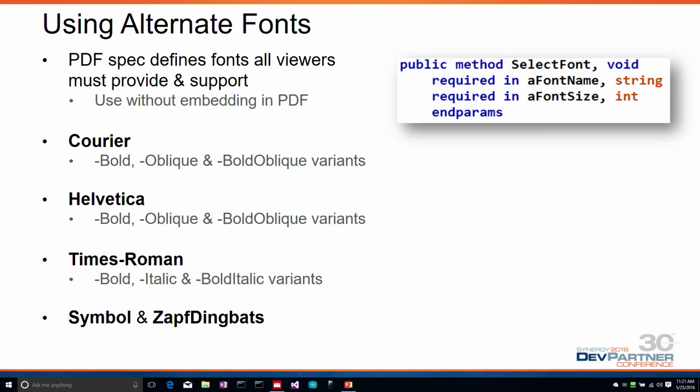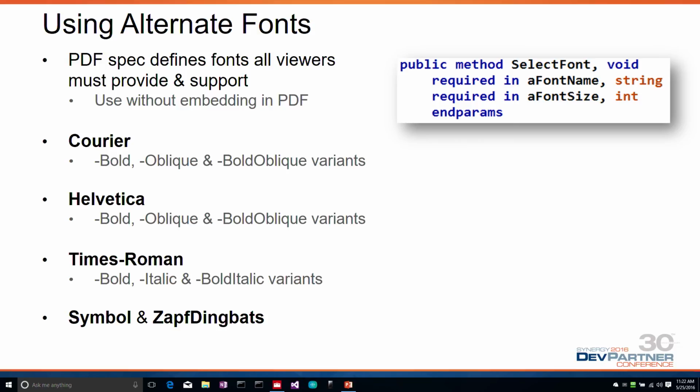Using alternate fonts, obviously everything we've seen so far has just been Courier, which is the default PDF font. The PDF specification has several fonts that are built in. So Courier, Courier Bold, Courier Oblique, Courier Bold Oblique, italic essentially. Same with Helvetica, same with Times Roman, and then there's Symbol and ZapfDingbats with the various symbols that you can use in there. Those are all of the fonts that are built into the PDF specification itself.